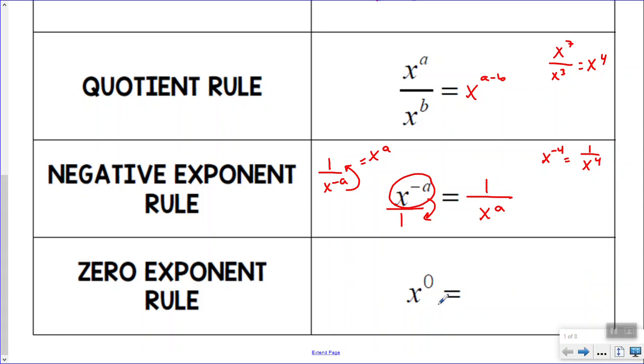The last thing we want to remember is that anything raised to the power of 0 is equal to 1. So if we had x to the 0, that's going to be equal to 1. If we have a number raised to the 0 power, that's equal to 1. If we had a whole long expression raised to the 0 power, that's also going to be equal to 1.